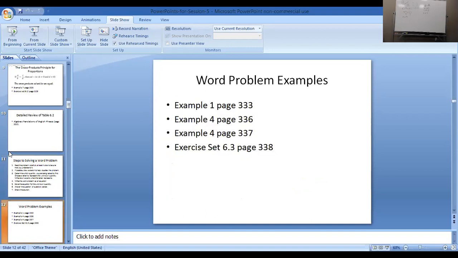For example, let's look at some of these, not all of them, but some of them. On page 333, I'm not going to write it on the board. If you could just follow on the PowerPoint and your textbook. Page 333, example number 1. You see that? Okay.